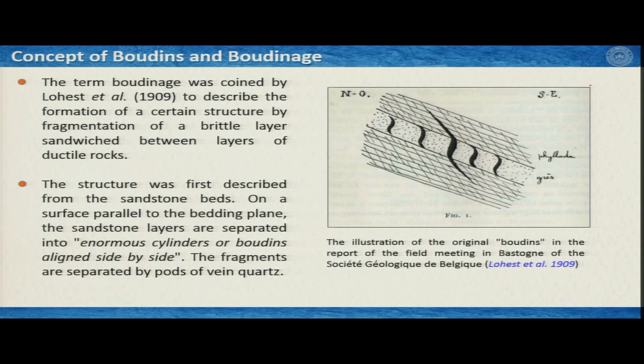What is interesting, this image here in this slide is the illustration of the original Boudins in the report of the field meeting that happened again in Bastogne of the Société Géologique de Belgique. So, it happened in Belgium, and this work he presented in 1909. This is his drawing, and we will see this typical figure later as well, and this is known as gauche boudinage or something like that. We will learn it soon.